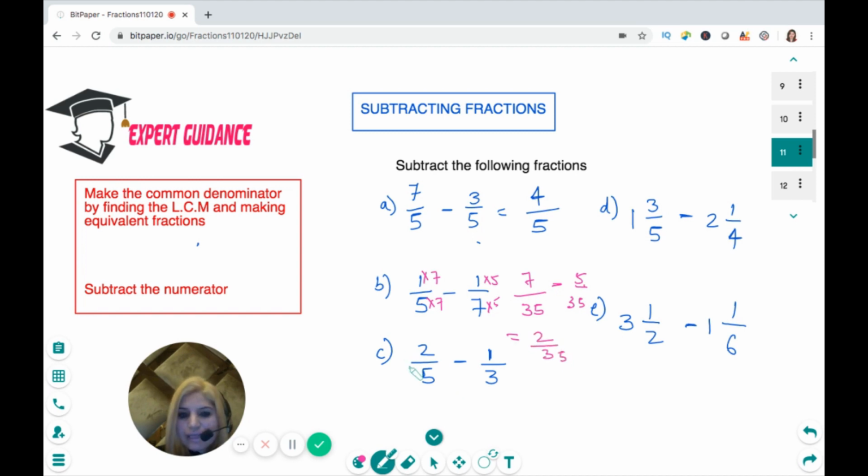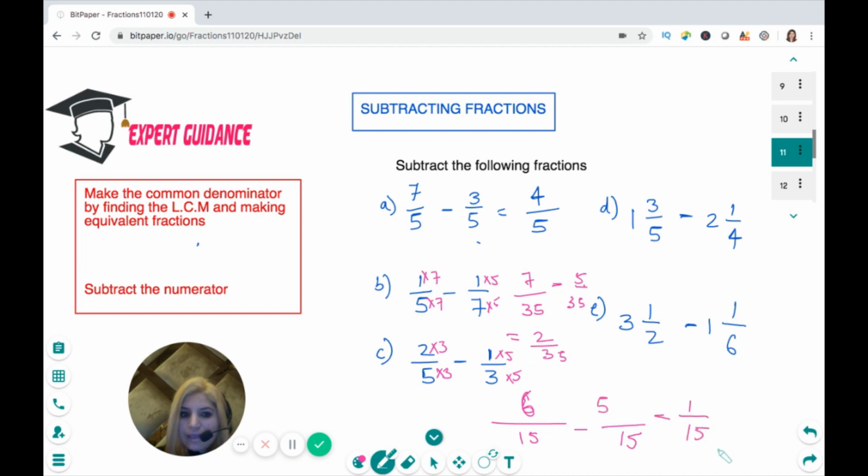Let's take another example. 2/5 minus 1/3. What would be the LCM? 15. So that becomes 15. 5 times 3 is 15. 3 times 2 is 6. 3 times 5 is 15. 1 times 5 is 5. So 6 take away 5 is 1/15.